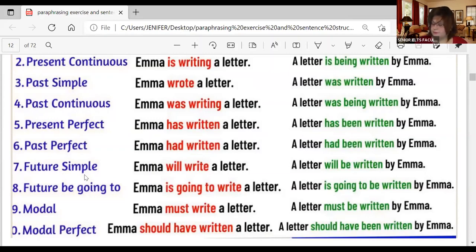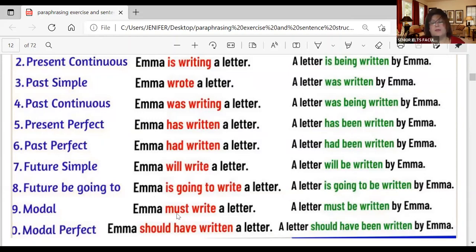Future simple. In future simple, Emma will write a letter. Future mein hamesha will aayega. A letter will be written by Emma. Future be going to. Emma is going to write a letter. A letter is going to be written by Emma.